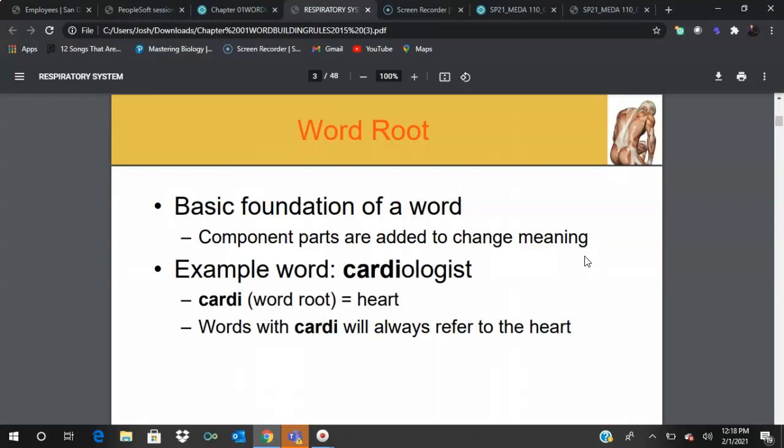So the first example that they give us here is cardi. We use this all through this particular PowerPoint, but cardi is a word root, okay, and it means heart, and it will always mean heart. And you can add elements to the end or the beginning of the word that can change what the overall meaning of that root word is. So here we have cardiologist. Cardi is our word root. Ologist means one who studies or a specialist in a field of.